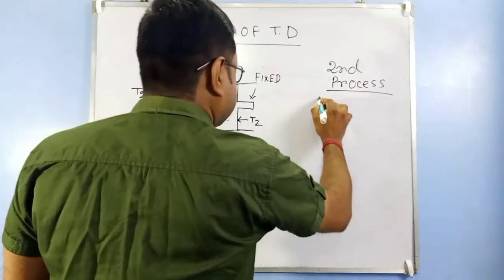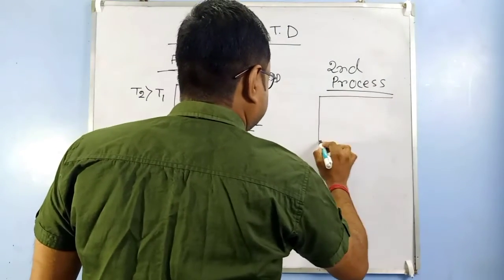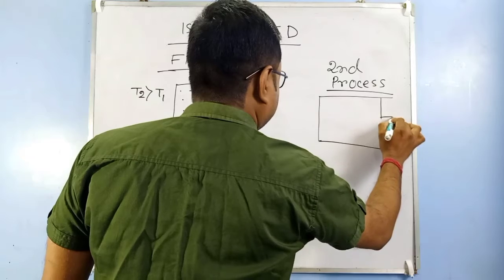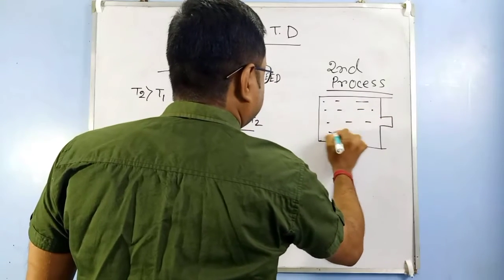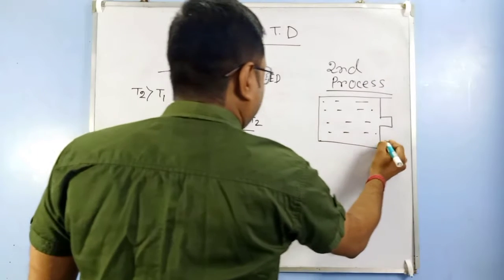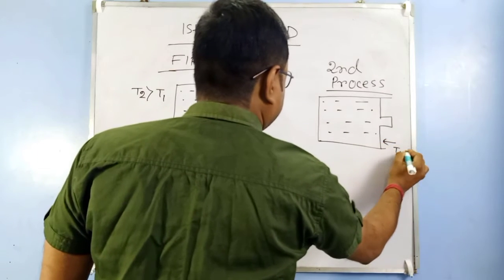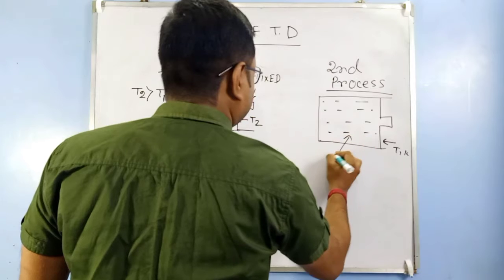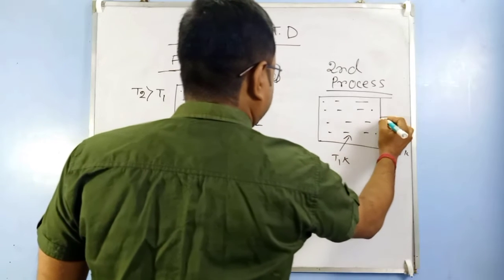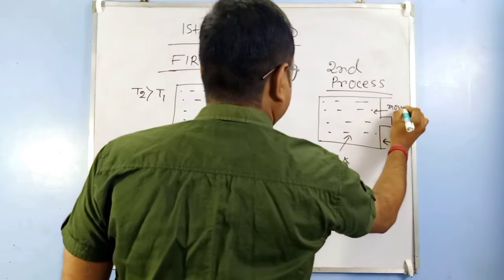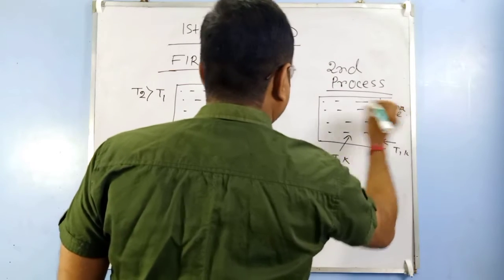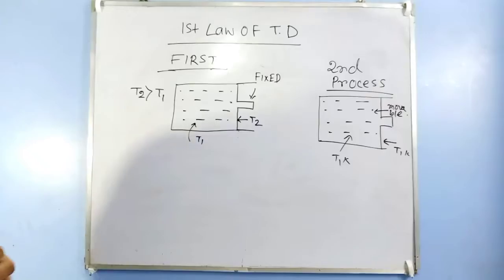And in the second process, the same figure is drawn, but here the temperature of the wall is T1 Kelvin and the gas molecules are also at T1 Kelvin, but the piston is moving inside. Here the piston is movable, whereas in the first process the piston is fixed.